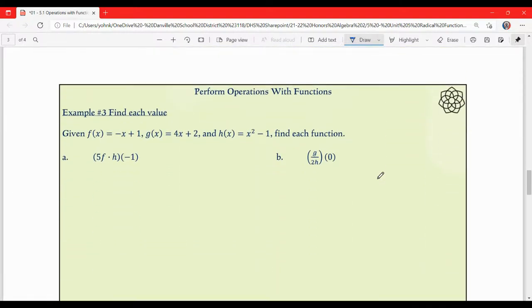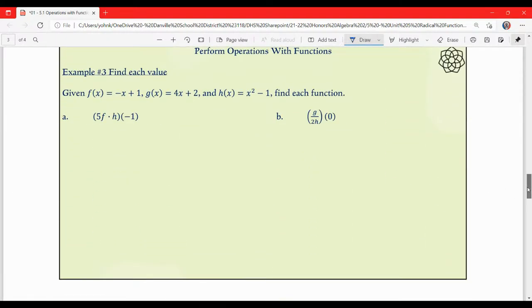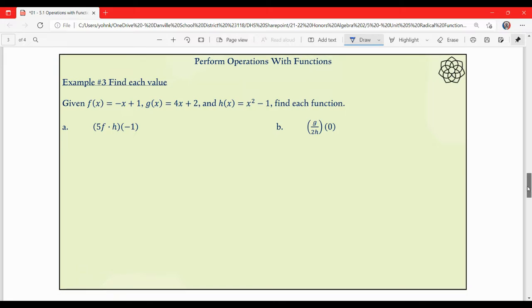Okay, well, let's kick it up a notch. Instead of doing f plus g of x, we could do f plus g of a number. So let's look at some new functions. F of x is -x plus 1, that's linear. G of x is 4x plus 2, another linear function. And h of x equals x squared minus 1, that's a quadratic function.